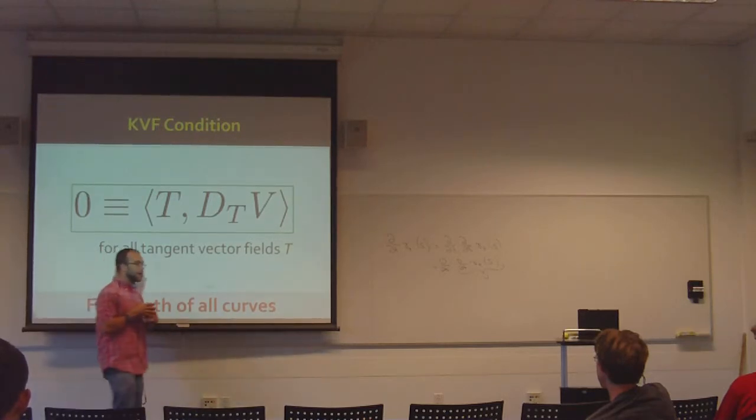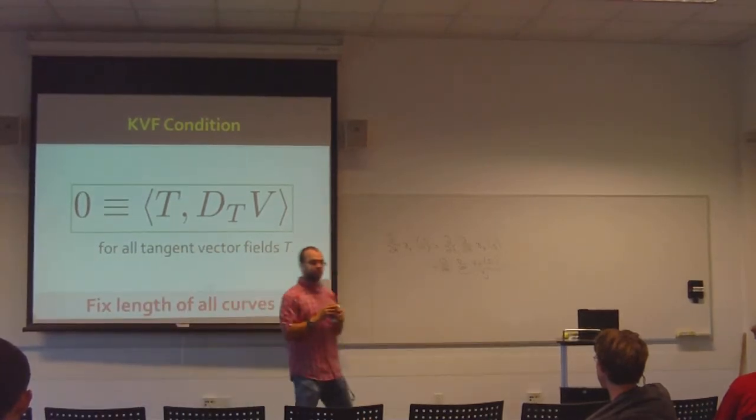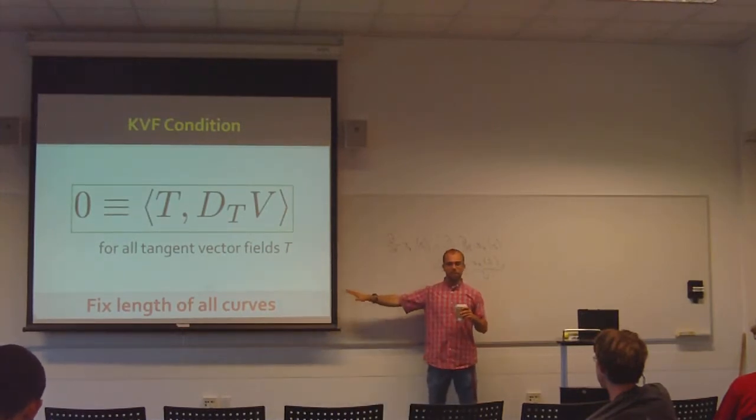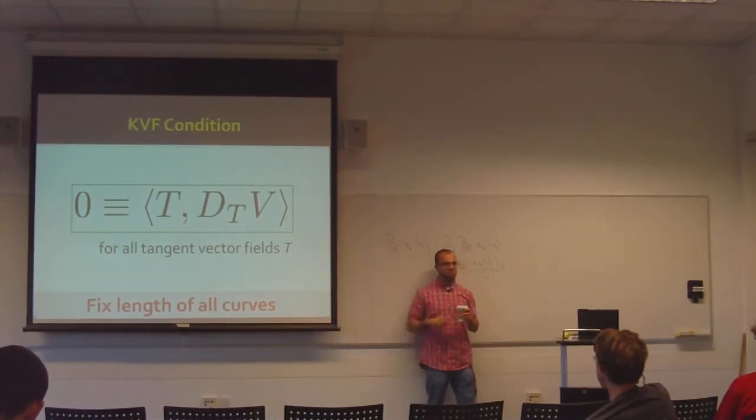Yeah? This is a defining equation for vector fields that are infinitesimal isometries of a surface. That they fix the lengths of all the curves you can draw on the surface. Cool.